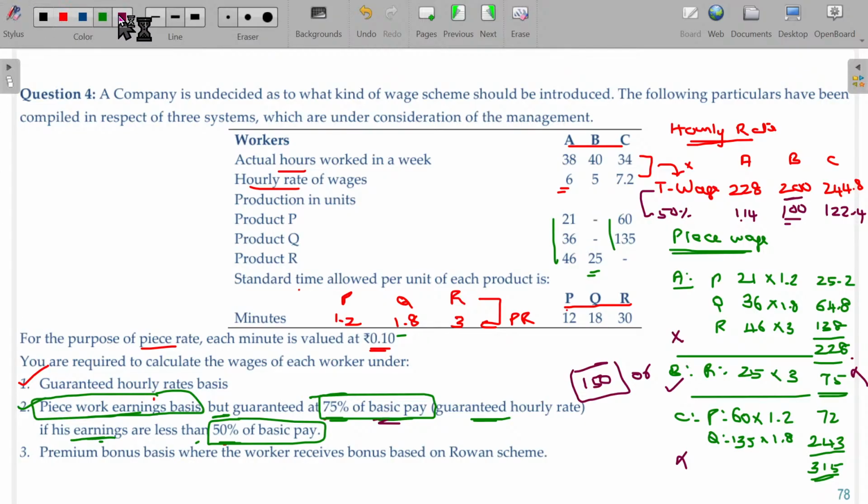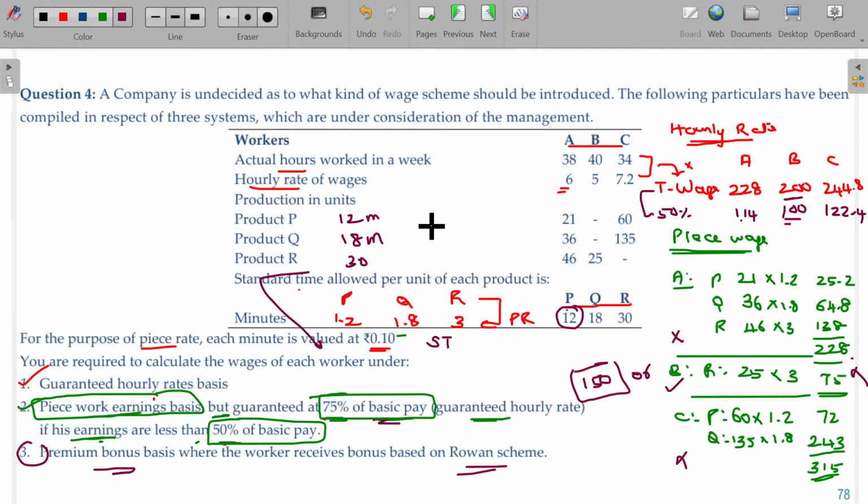The last scenario is all about the premium bonus basis, where the worker receives bonus based on the Rowan scheme. You have to find out the wages under the Rowan scheme. As per the Rowan scheme, what we have to do? We have to find out the standard time. So you find out the standard time or time allowed first of all. How do you calculate the standard time? For P, the time required is 12 minutes, Q 18 minutes, R 30 minutes.